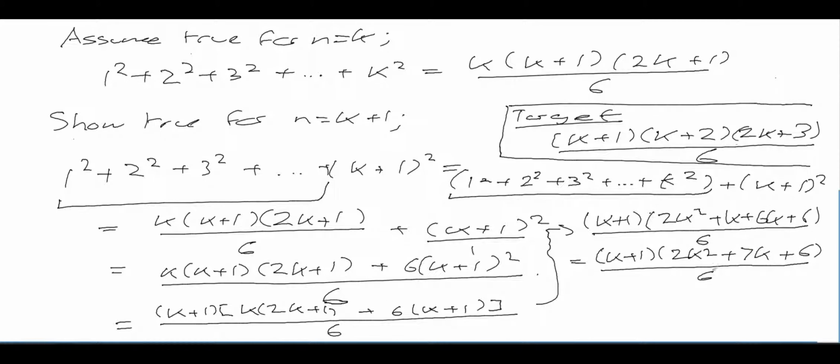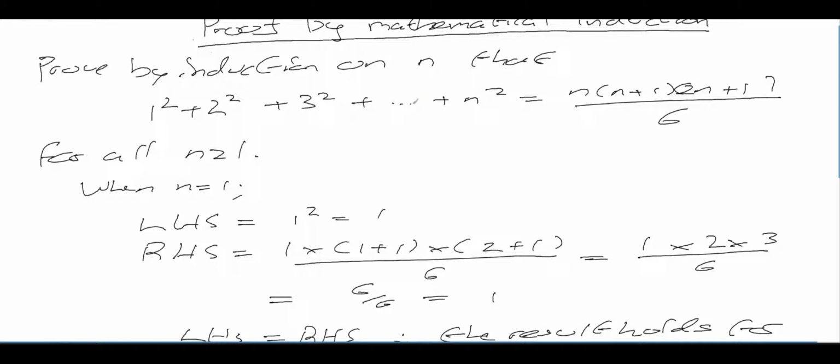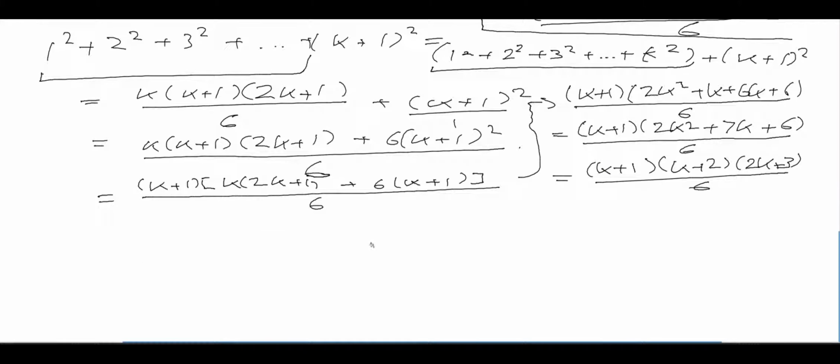And then if I factorise that quadratic equation, what I end up with is k plus 1 multiplied by k plus 2 multiplied by 2k plus 3 divided by 6. And then you can see that that's the same as our target. We've proved that this up here is true by using mathematical induction. So I'll just give myself some extra space, and then I can do the final step, which is to write our concluding statement.